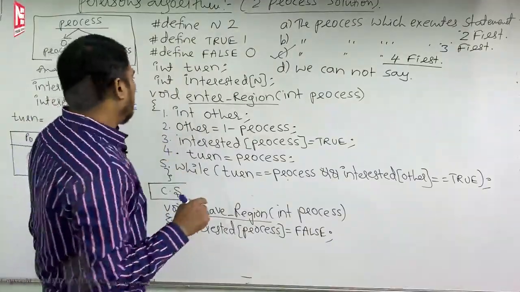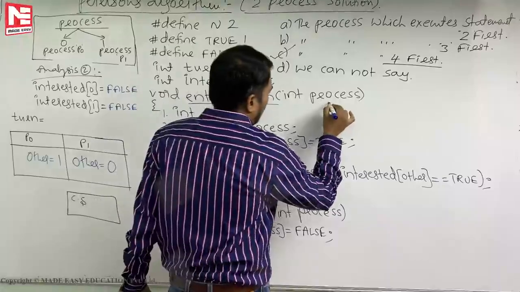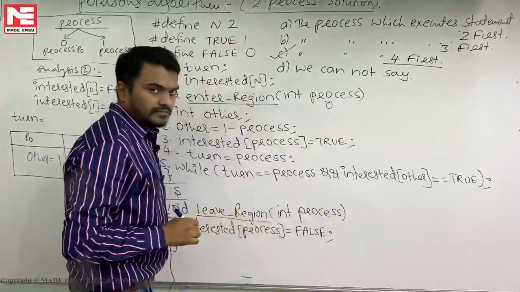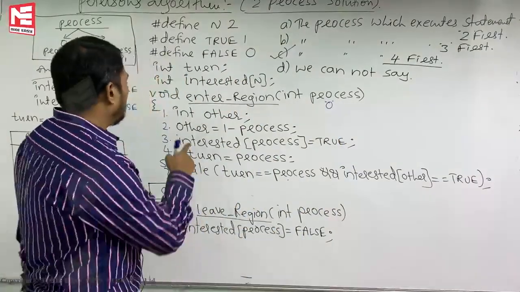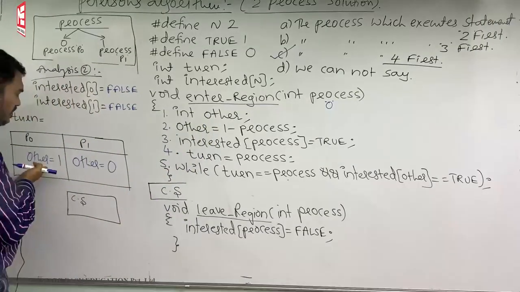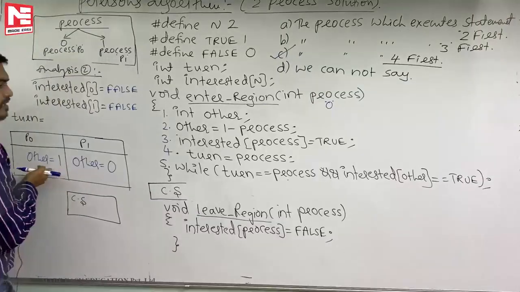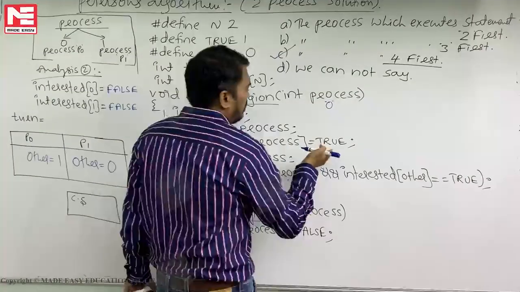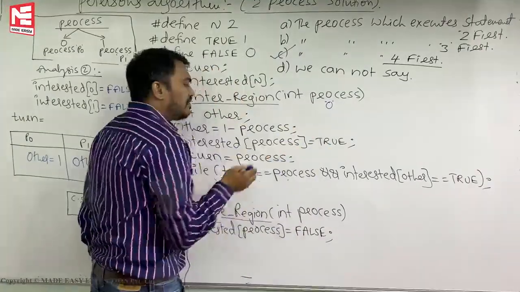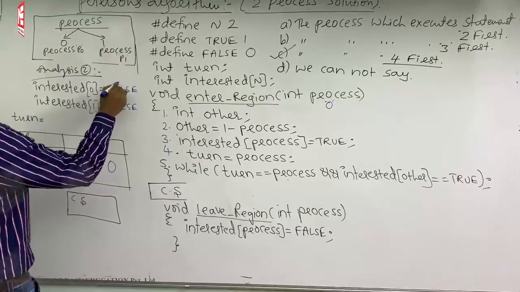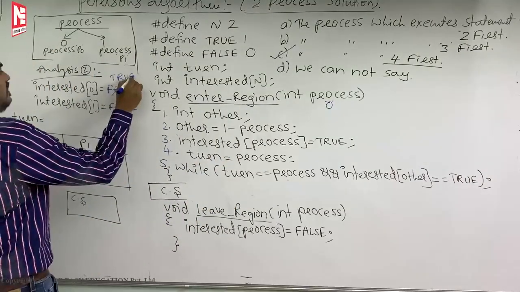Listen carefully. Now I am executing P0, so process value will be 0. I am executing P0: integer other. Here it is written other equal to 1 minus 0, that is 1. So other value is 1. Interested of process equal to true. So process value you have to take as 0, so interested of 0 equal to true. So this value becomes true.